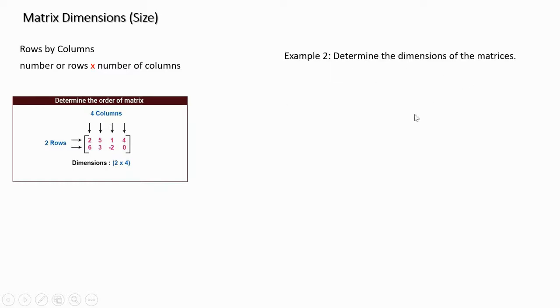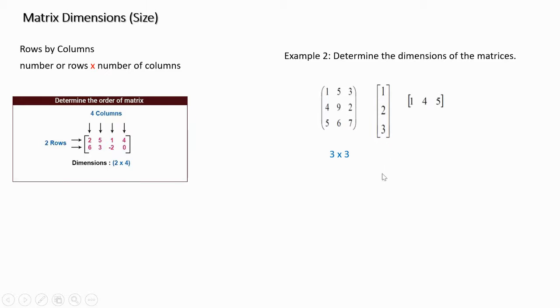Example 2, determine the dimension of the matrices. Anybody, how about the matrix on the left? What will be the size of it, or the dimensions? Yes, Christina? Is it 3? 3 by what? By 3. Very good. 3 rows and 3 columns, 3 by 3.